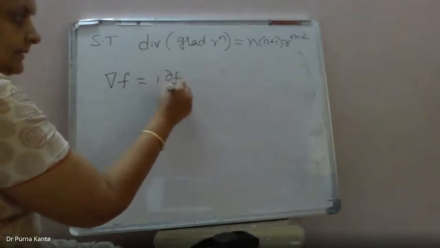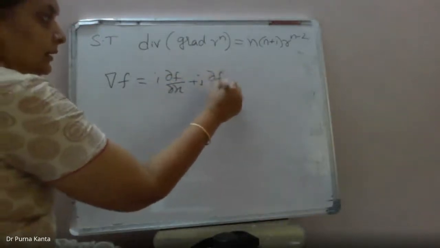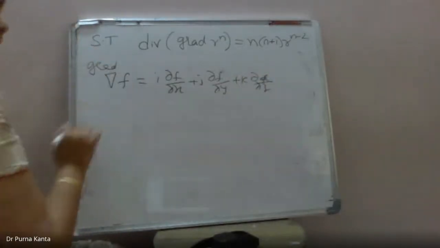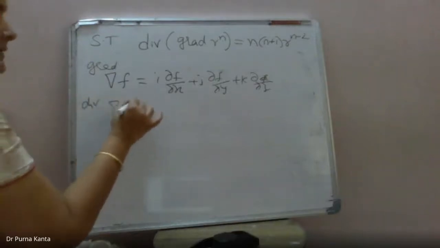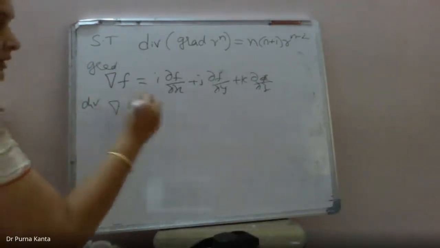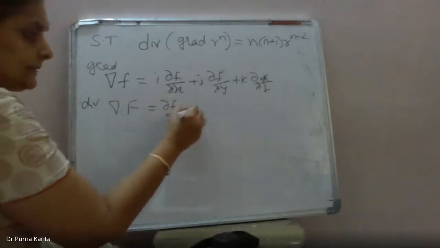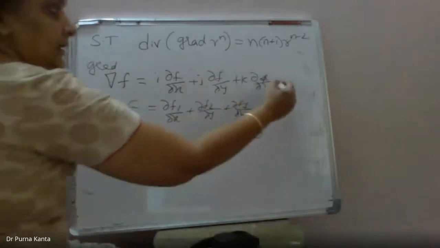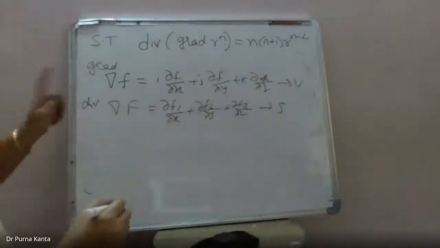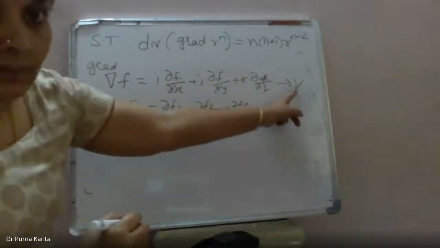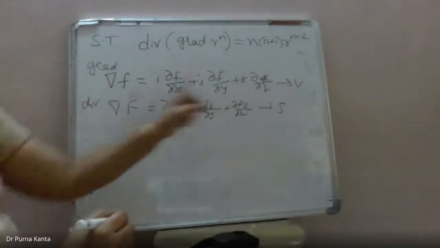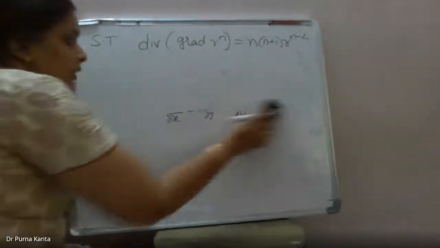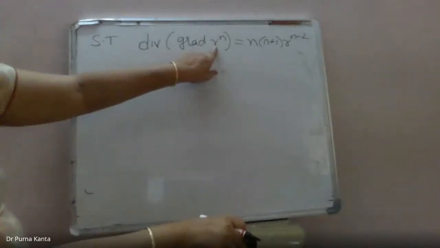So if del is applied on a scalar function, we get i dou f by dou x plus j dou f by dou y plus k dou f by dou z. This is the value we have seen as gradient. And for the divergence, del applied in dot product with a vector point function, this is dou f1 by dou x plus dou f2 by dou y plus dou f3 by dou z. Del applied on a scalar, we get a vector. Del applied on a vector in dot product, we get a scalar. So we can use this concept here. R power n is a scalar function.